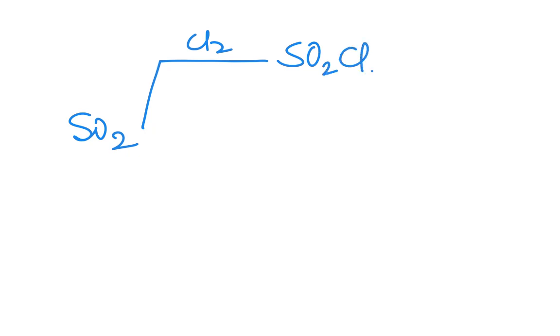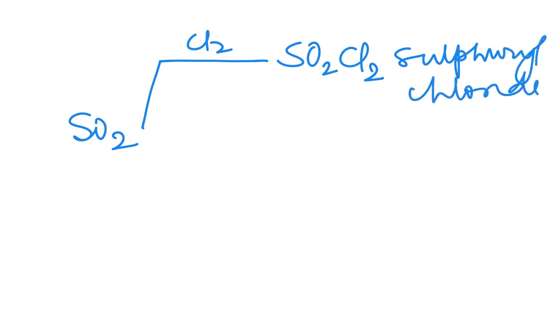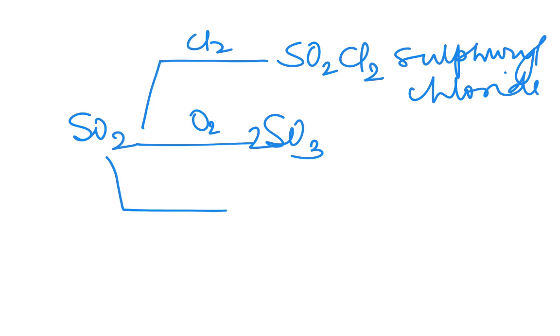Reactions of SO2. It will act as a reducing agent. SO2 reacts with Cl2 and forms SO2Cl2, sulfuryl chloride. Then it reacts with O2 in the presence of vanadium pentoxide, and we can convert it into SO3.